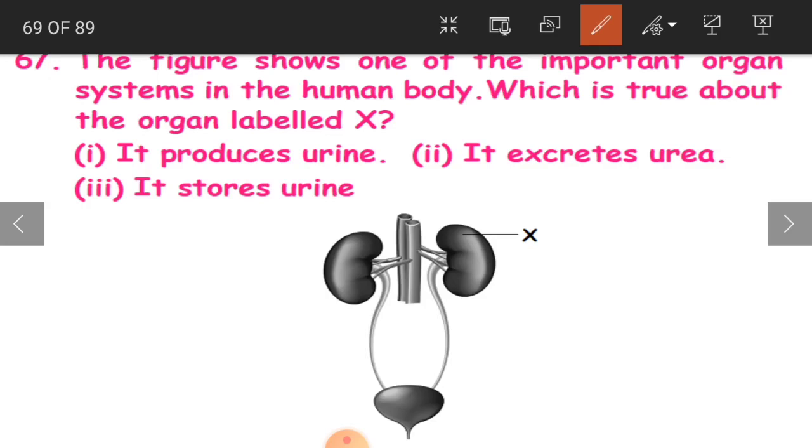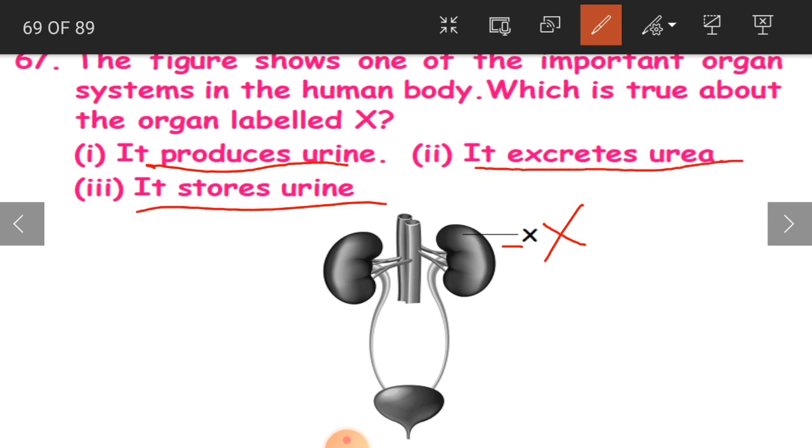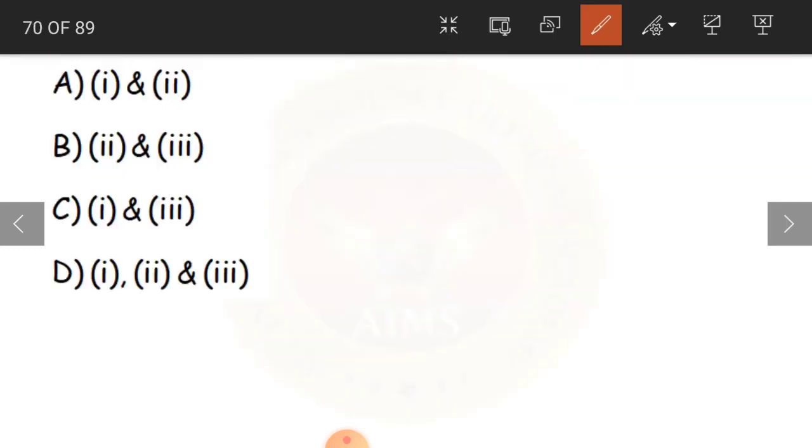Now, 67th question. The figure shows one of the important organ systems in the human body. Which is true about the organ labeled X? So where is this? This part is called X. So what does it do? It produces urine, it excretes urea, it stores urea. So this part is going to produce urine and also excrete urea. So 1 and 2 are the correct answers. So A is the correct answer.